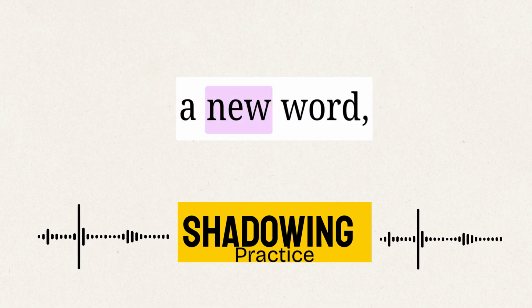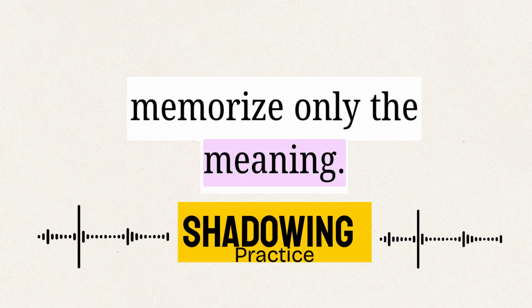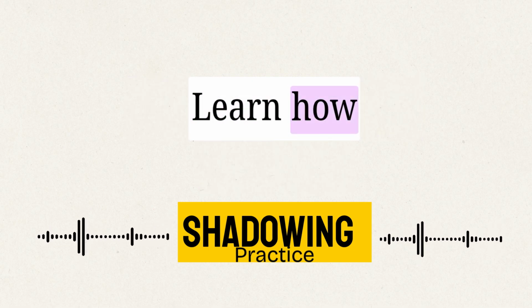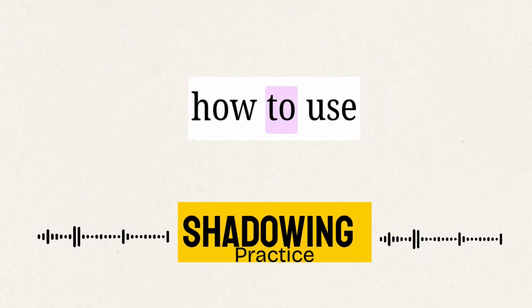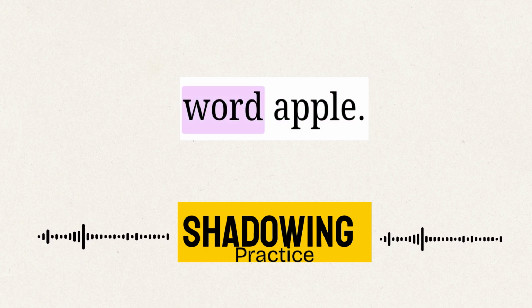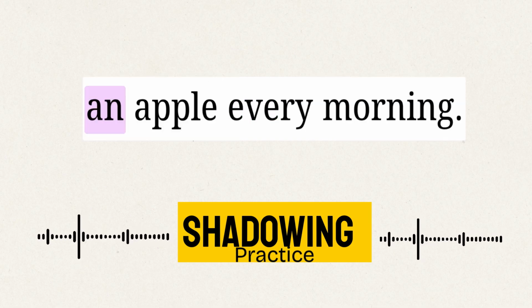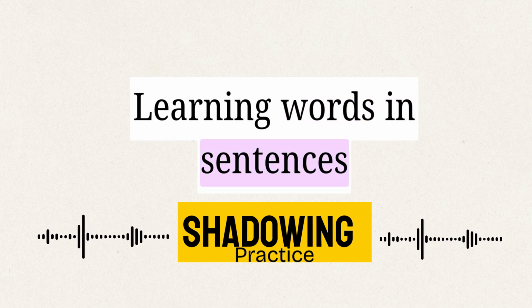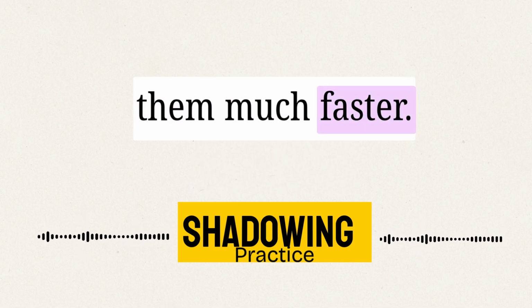When you learn a new word, don't memorize only the meaning. Learn how to pronounce it, how to spell it, how to use it in a sentence. For example, word: apple. Sentence: I eat an apple every morning. Learning words in sentences helps your brain remember them much faster.